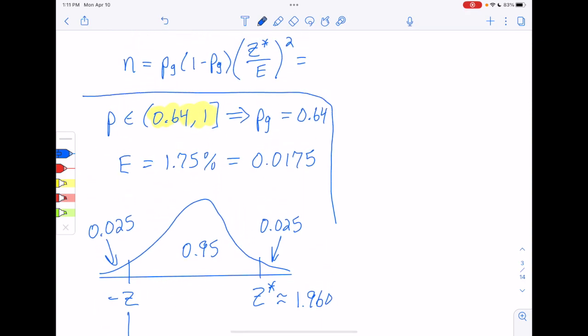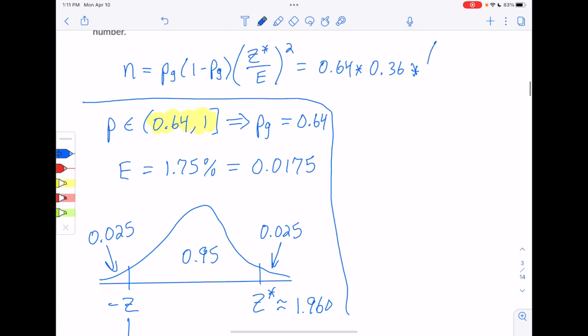Done with our scratch work down here, we can get to work on plugging in. So our guess at P we decided was going to be 0.64. Then we do times 1 minus that, which would be 0.36. And then times z star. So our z star was 1.960 divided by the margin of error, which we converted to a decimal, 0.0175. And then remember to put that in parentheses and square it.